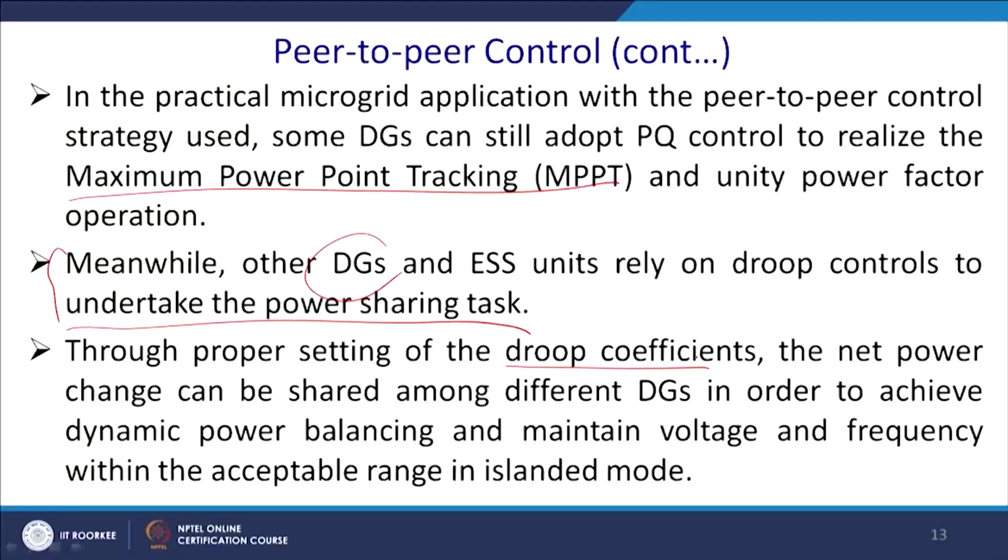Through proper setting of the droop coefficient, the net power can be shared among the different DGs in order to achieve the dynamic power balancing and maintain the voltage and the frequency within the acceptable range in the islanding mode. This is another flexibility of this peer-to-peer control. So, you have a droop control, and thus you can actively share the different kinds of load, and you can vary this voltage and frequency within a limit, and thus you can have acceptable range of operations within that. Same features can be extended to the DC microgrid also.